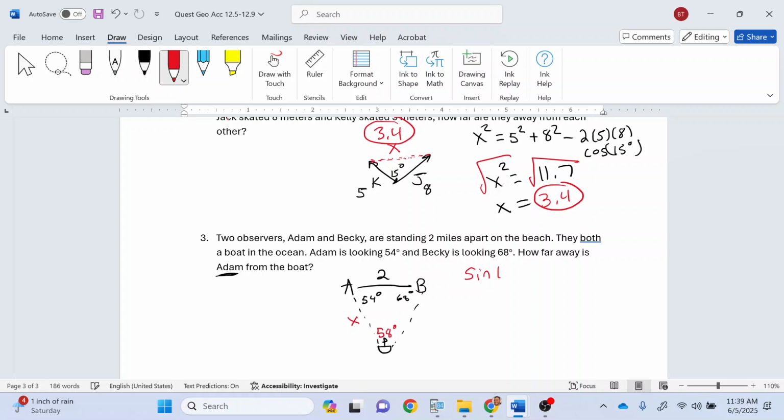Or some variation of this. So sine of 58 over 2 equals sine of 68 over my mystery x. I'm going to clean it up with a little algebra. Bring me your calculator so I can see it. Sine 68 all over sine 58. Your job is to calculate this with my calculator so you can give me the answer.